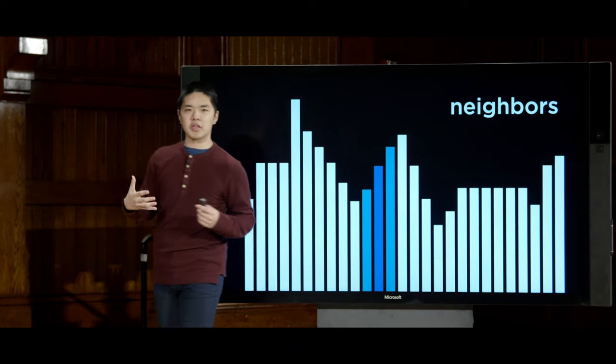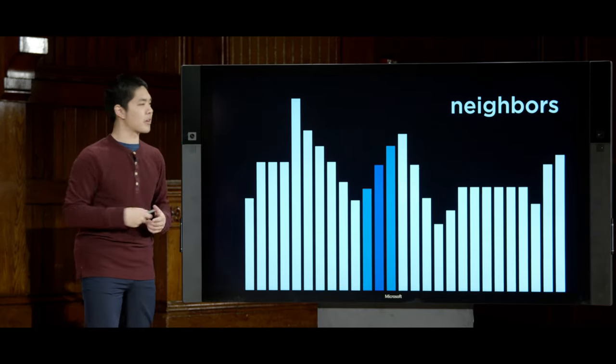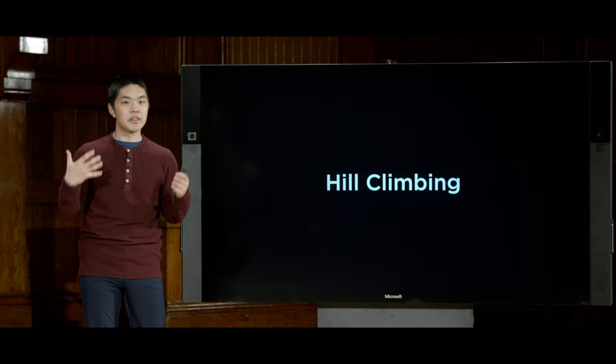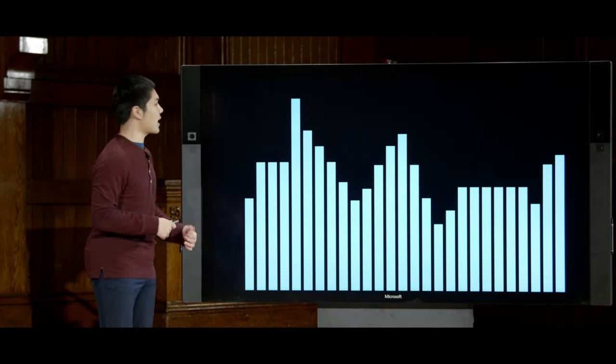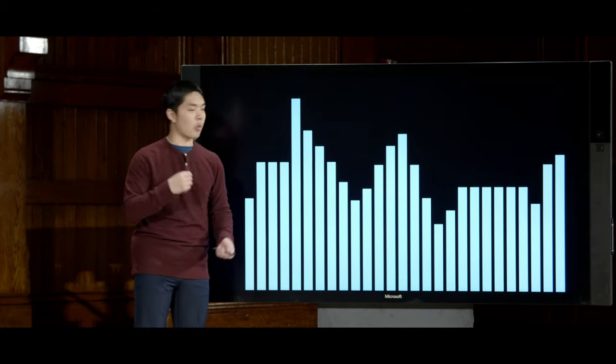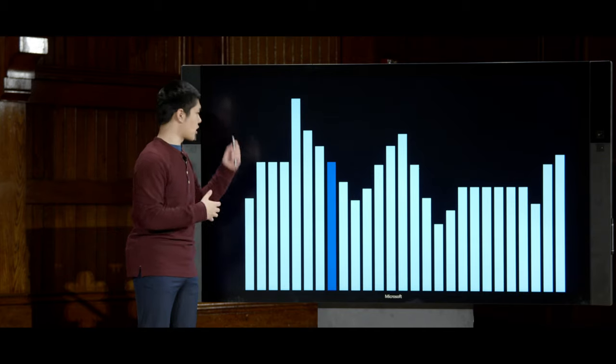And perhaps the simplest of algorithms that we could use to implement this idea of local search is an algorithm known as hill climbing. And the basic idea of hill climbing is, let's say I'm trying to maximize the value of my state. I'm trying to figure out where the global maximum is. I'm going to start at a state.